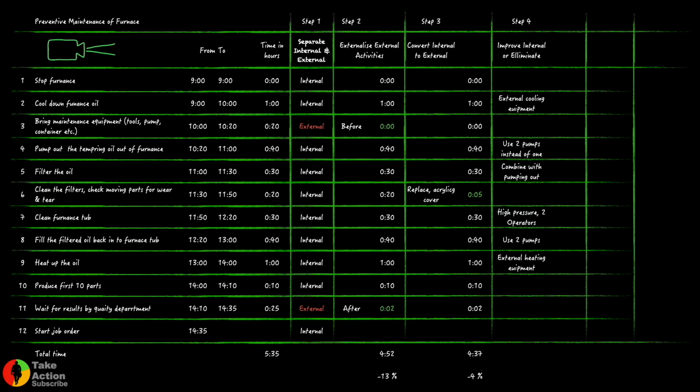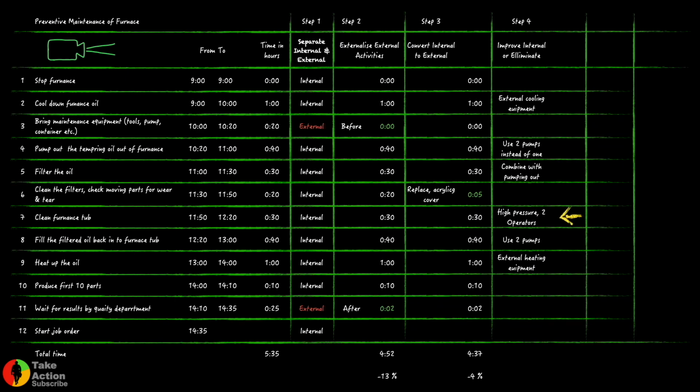Activity number 5 is filtering the furnace oil. Here we are taking the oil out, bringing it to the filtering unit, and filtering it there separately. One option could be that while we are pumping out the oil, we have the filtration unit mounted on the pump. So while we are taking the oil out of the machine, the filtration is also happening simultaneously. With that we can eliminate the filtering time completely.